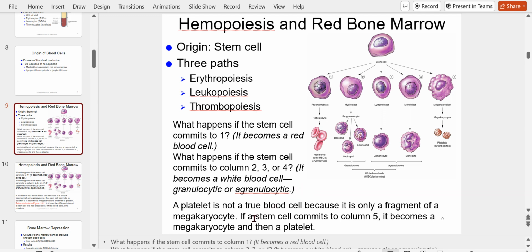Okay, a platelet is not a true blood cell. It's just not. Okay, this is an RBC. These are my WBCs here. Has a function, has a function. This also has a function, but you can see there that it's really not. It's a fragment. Okay, it's a fragment of what we call a megakaryocyte. And if a stem cell commits to column 5, it becomes a megakaryocyte, and the platelets, they branch off. They just come right off, and that's what's involved in blood clotting. Okay, megakaryocyte produces platelets.